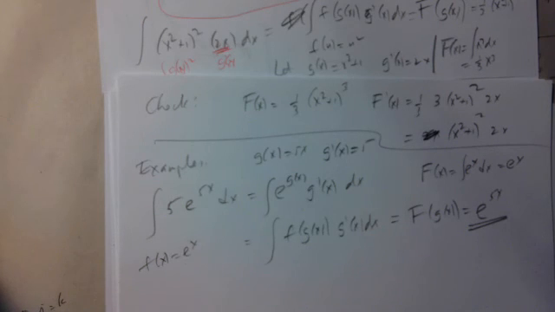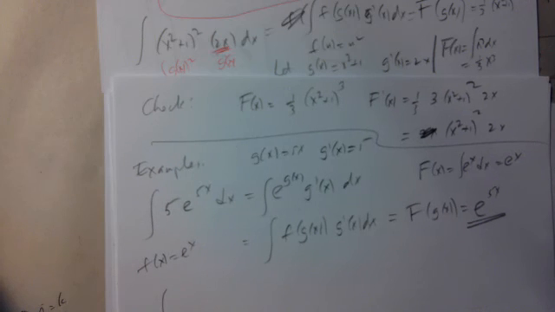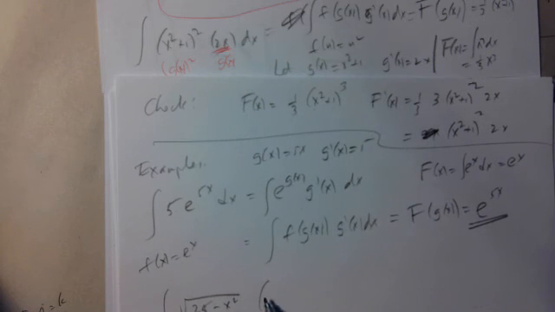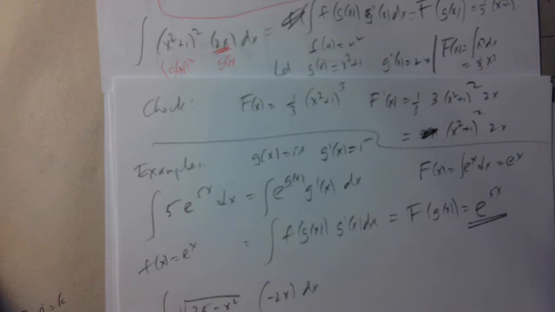Let's see. Let me do some examples from the homework. Suppose we have the integral of the square root of 25 minus x squared times minus 2x dx.